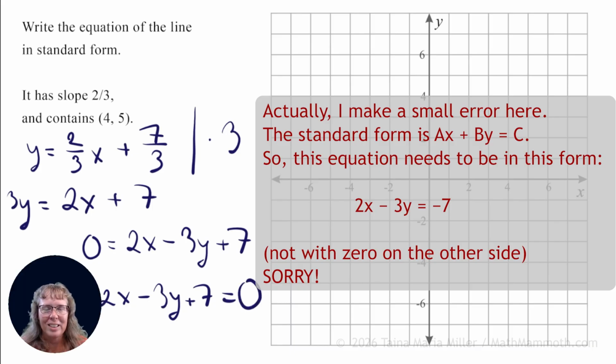All right, this is the equation in standard form now. And we're all done with this lesson. I hope it was helpful.